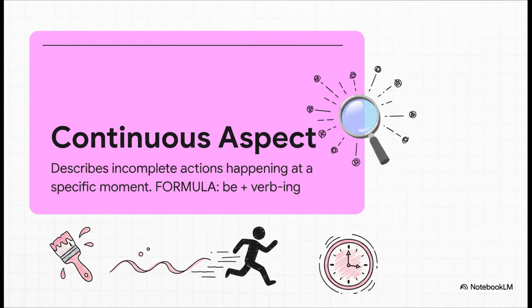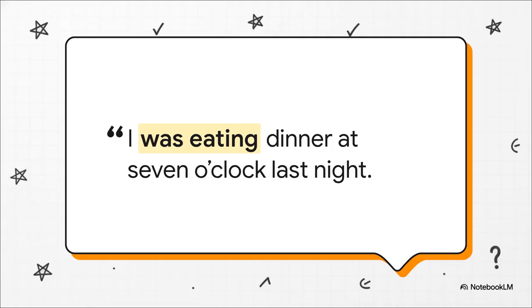And the formula couldn't be easier. Just take the verb be and add your main verb with an ing on the end. This example is just perfect. I was eating dinner at 7 o'clock. It zooms in on a very specific moment, 7 o'clock, and tells you that the action of eating was in progress right then. You weren't finished. You were in the middle of it. The action was incomplete. See?